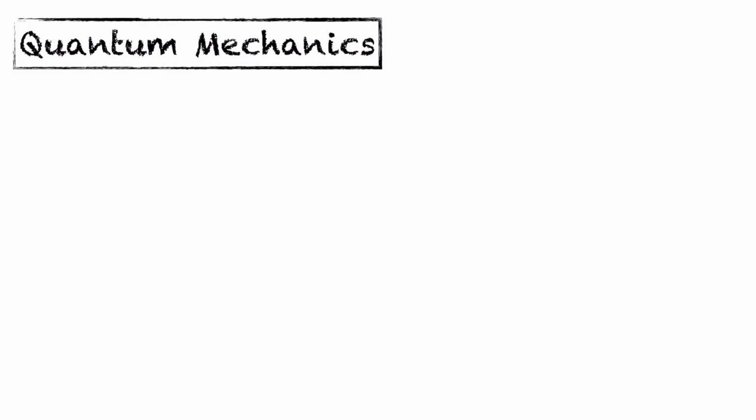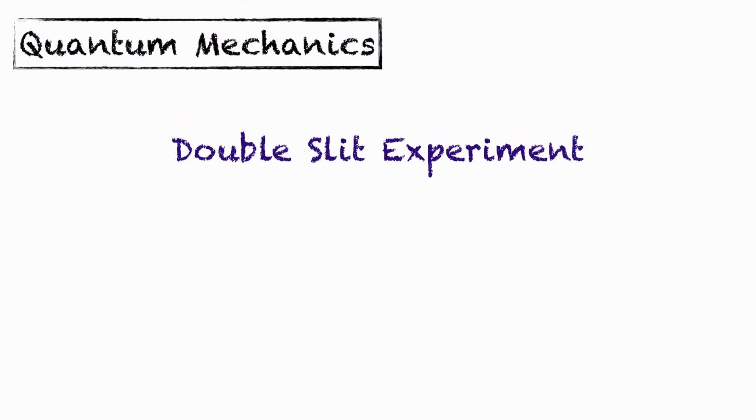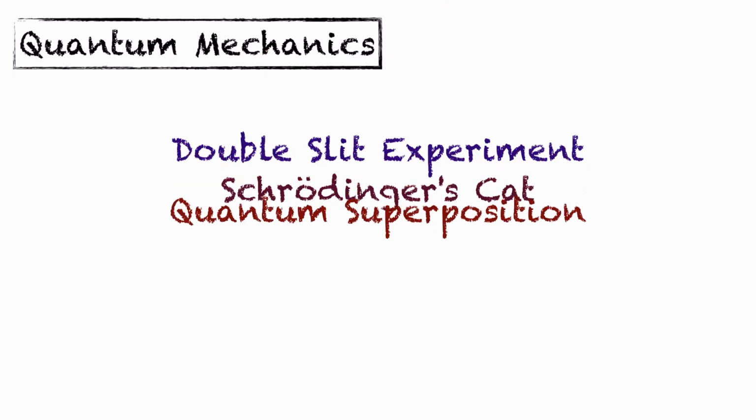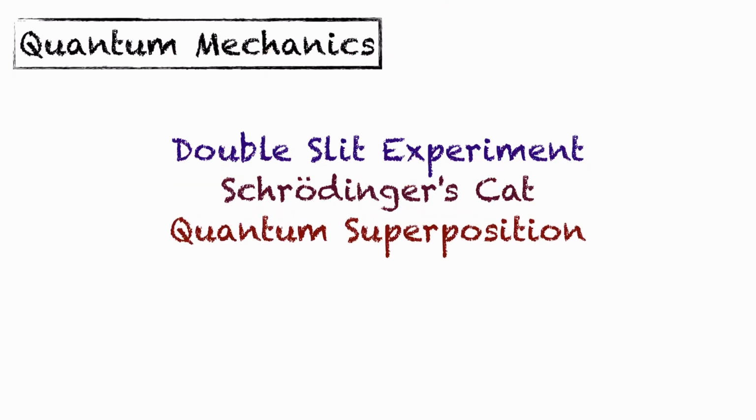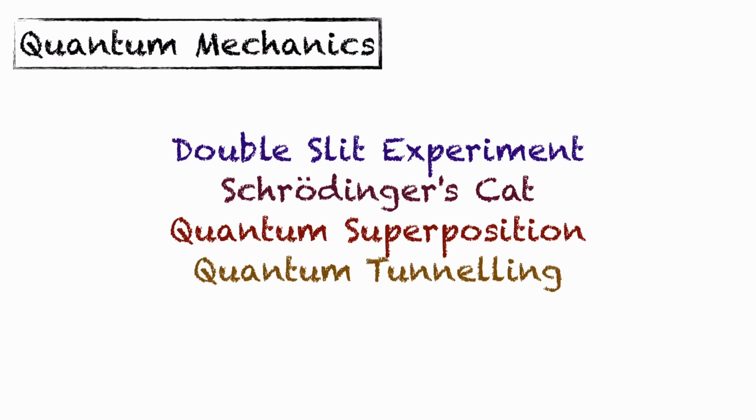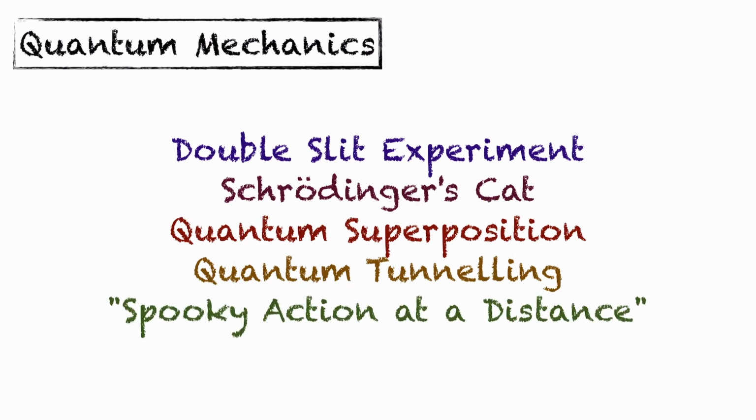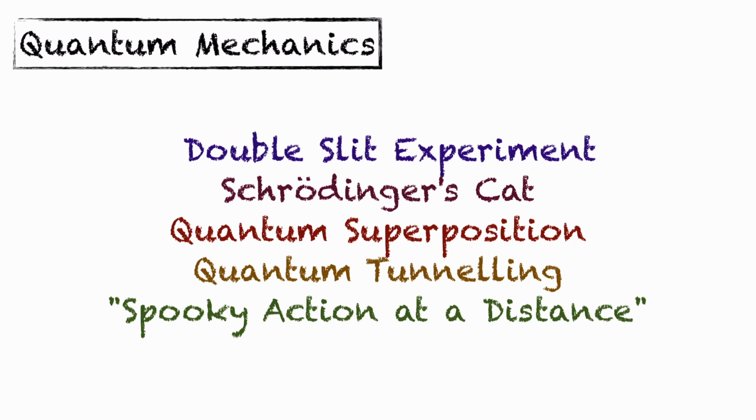There are so many veridical paradoxes in quantum mechanics that it would be impossible to cover them all in this video. But here are a few honorable mentions. The double-slit experiment, Schrödinger's cat, quantum superposition, quantum tunneling, and last but not least, spooky action at a distance, also known as quantum entanglement. Let us take a closer look at the last one.